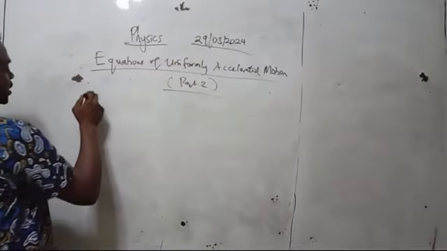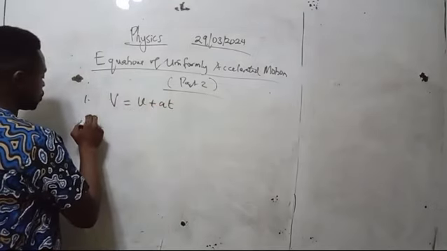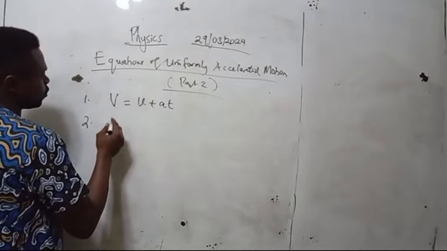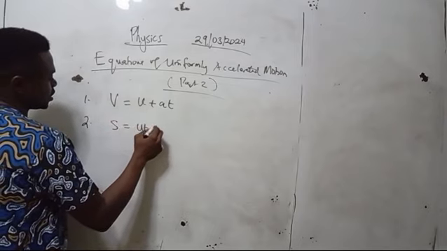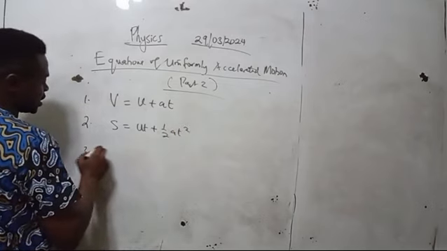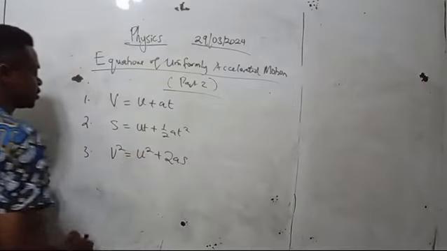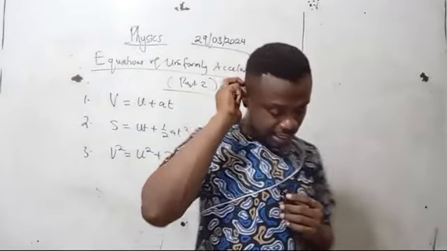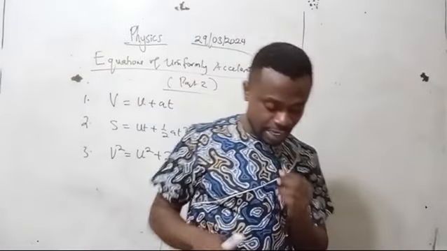So we have the one that says that V is equal to U plus AT. We have the one that says that S is equal to UT plus half AT squared. Then we have the one that says that V squared is equal to U squared plus 2AS. These are the 3, not 4, equations of uniformly accelerated motions. So I have a question here. I'll write a question on the board, then we'll take it up from there.